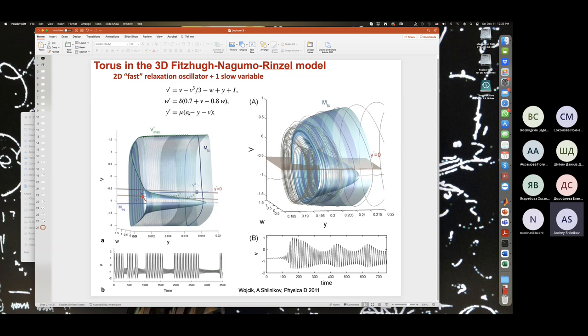And now you have a three-dimensional system that has this characteristic fold. This model was supposed to produce what's called elliptic bursting activity that can be either regular, which means you have bursts that always have the same number of spikes and the same number of subthreshold oscillations. All these numbers can vary, so therefore dynamics can be chaotic.